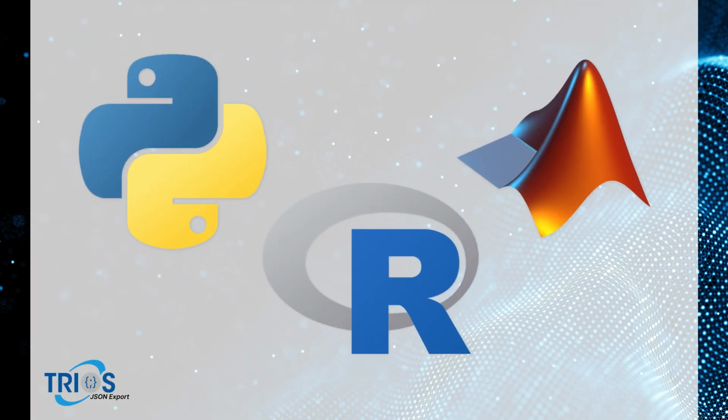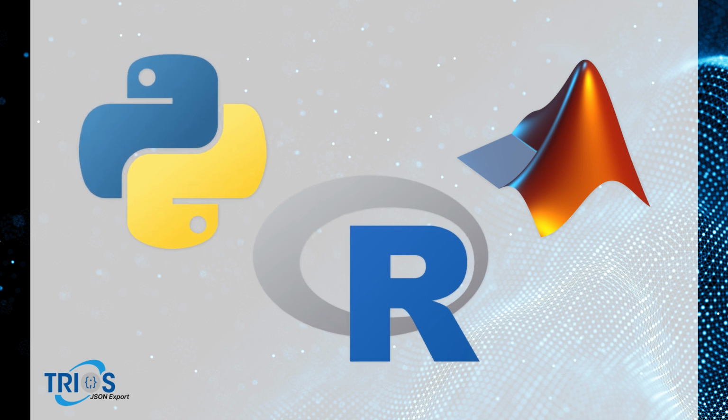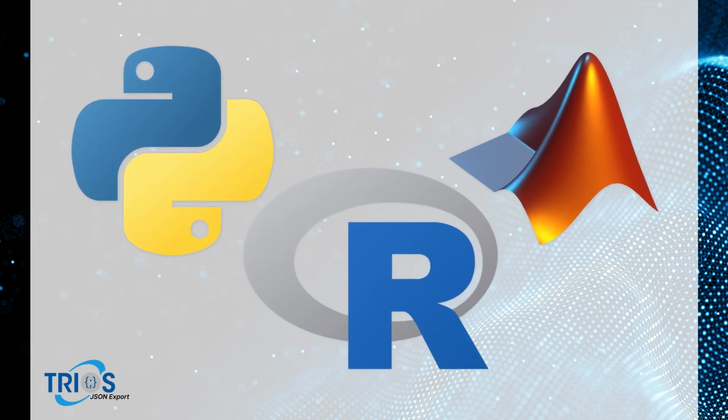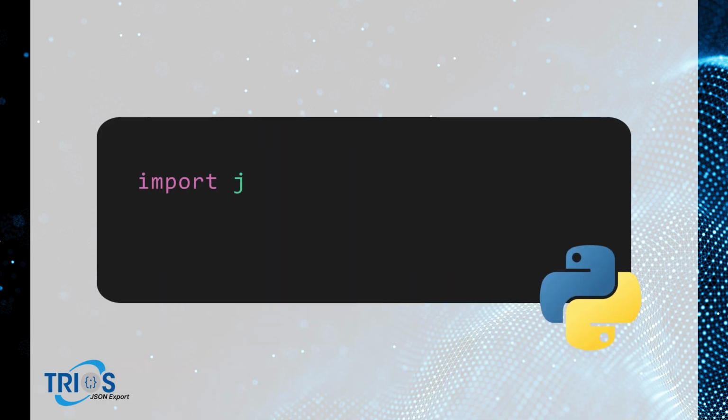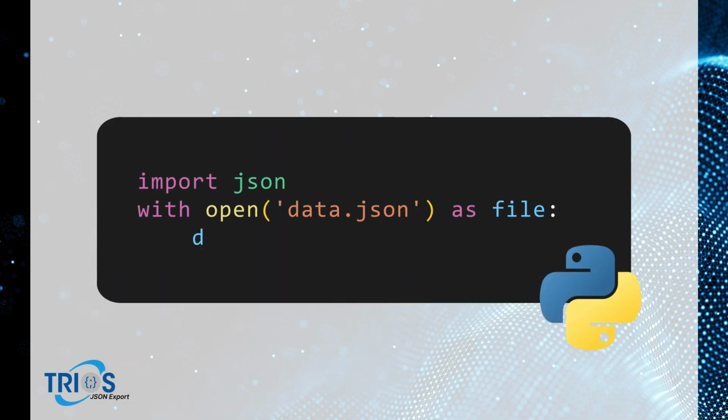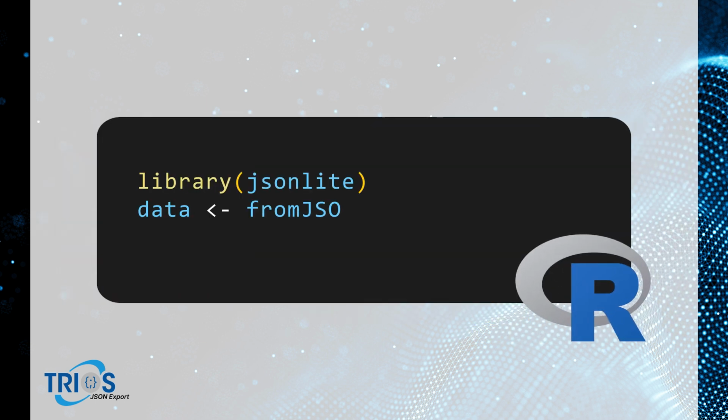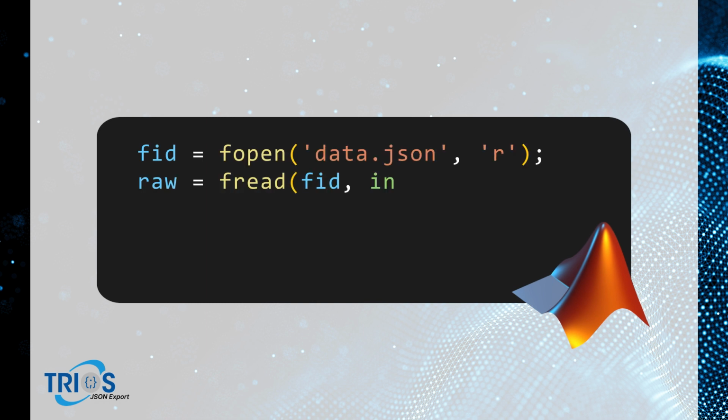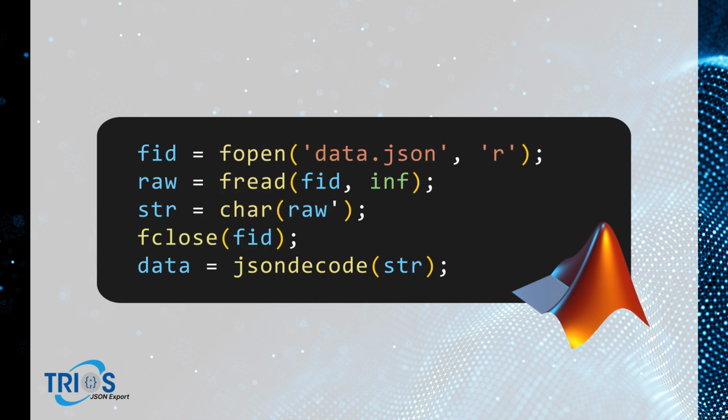Integrating JSON with your favorite programming tools is straightforward. Here's how simple it is with Python, R, and MATLAB. In Python, you simply import the built-in JSON module and use its load method, converting the data straight to a dictionary. In R, you can install something like the jsonlite library and use that to import the data into native R objects. In MATLAB, you can use the jsondecode function to convert the file contents to native MATLAB data structures.